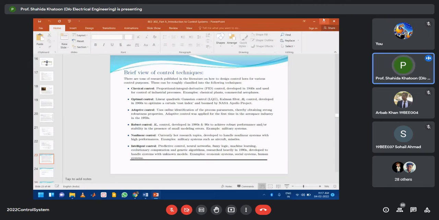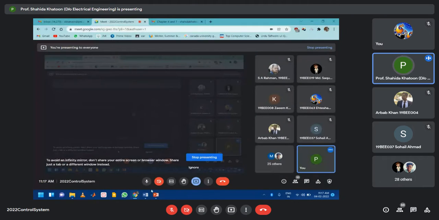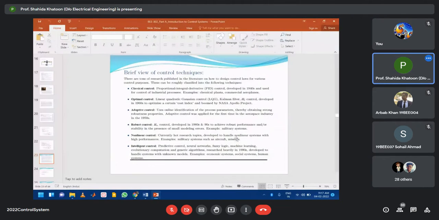So this is the brief view of control techniques. What are the various control techniques? Tons of research papers have been published in literature on how to design control laws for various control purposes. They can be roughly classified into the following techniques. One of them is classical control, which is normally used as proportional integral derivative, or PID control. It was developed in the 1940s and used for control of industrial processes, for example, chemical plants or commercial aeroplanes.